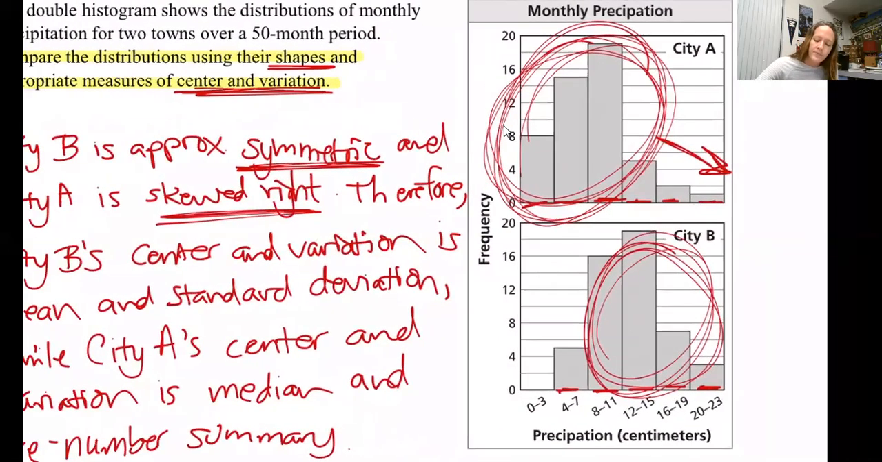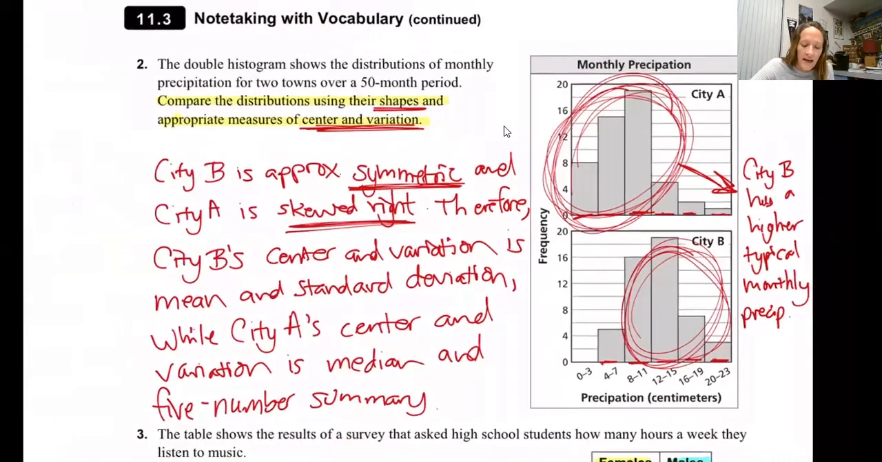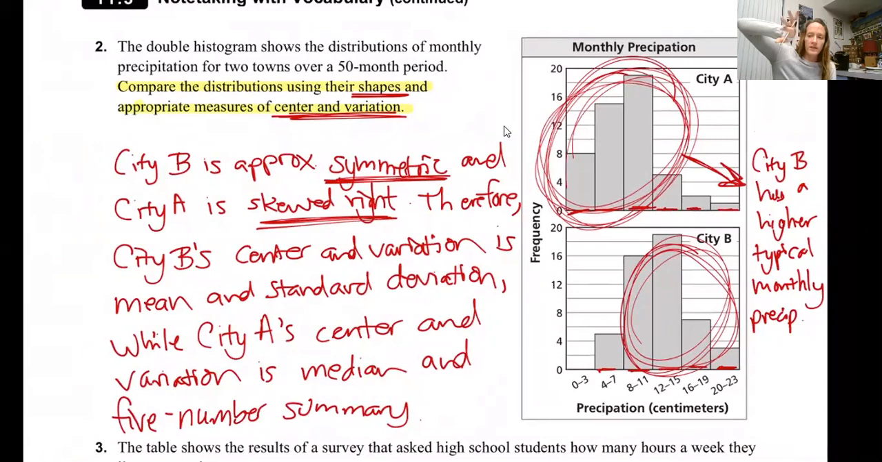I could say city B has a higher typical monthly precipitation. I was going to try and change the words, but why not just use the words that they give us? I'm just going to say precipitation. Looking at this data, since the majority of city A's precipitation is over there on the left, and city B is mostly on the right, city B is on average or generally going to have a higher typical monthly precipitation just because that's where the data is.